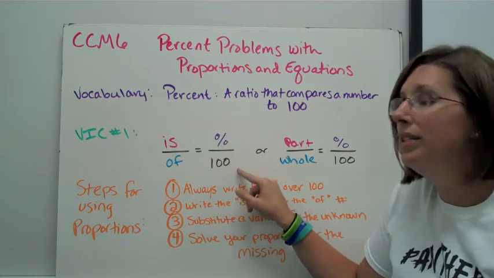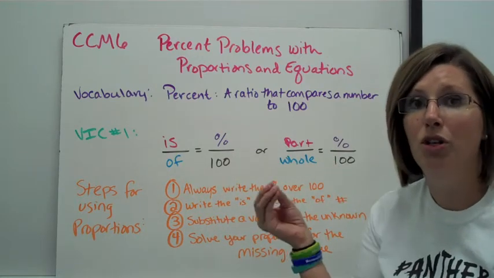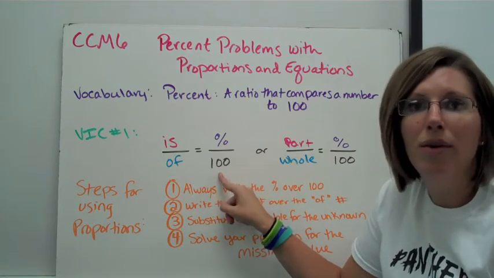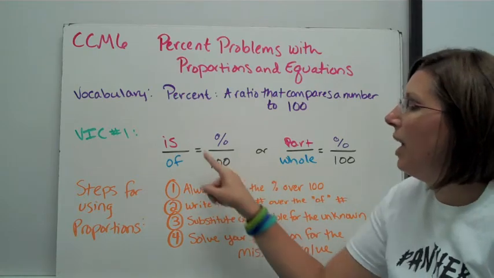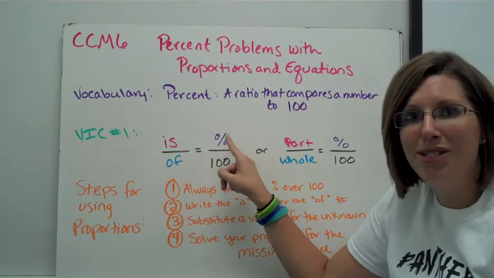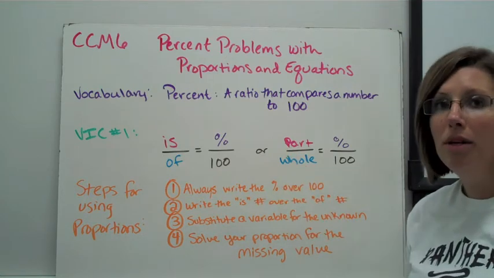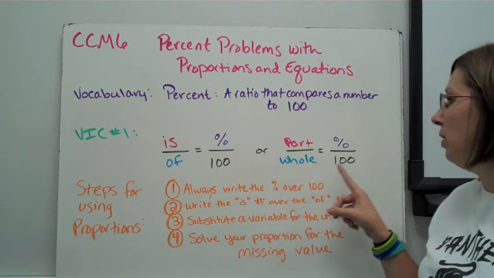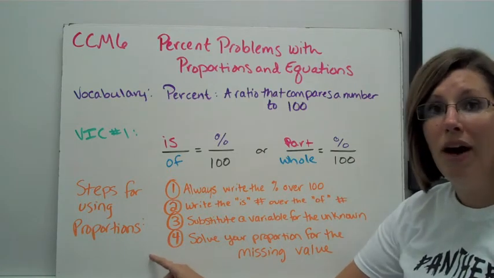100 is always underneath the percentage because it's a ratio that compares any number to 100. So that always kind of stays there. That's why I wrote it in black. It's always going to be there underneath the percent. So we have is over of equals percent over 100. Also, if you're dealing with word problems, you can think about it as part over the whole equals percent over 100.